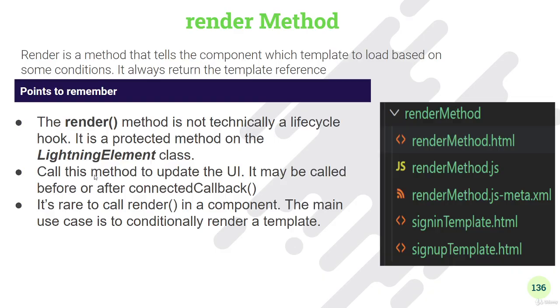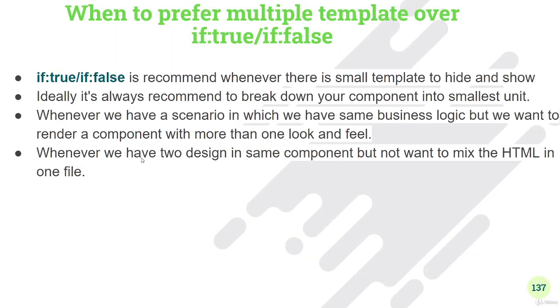But now many people ask this question, right? If you already have if:true and if:false directives to conditionally render the component, why do we need the render method? To answer that question, we have another slide. if:true and if:false is recommended when there is a small template to hide and show. Ideally, it's always recommended to break down your component into the smallest unit. And whenever we have a scenario in which we have the same business logic, but we want to render a component with more than one look and feel, we go with the render method.